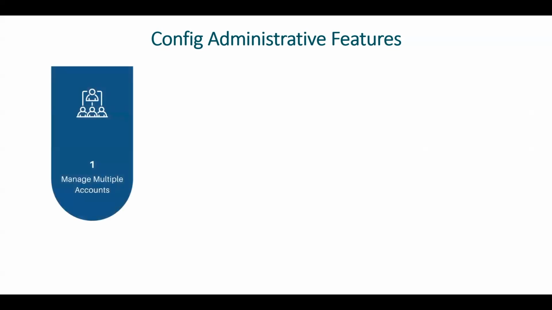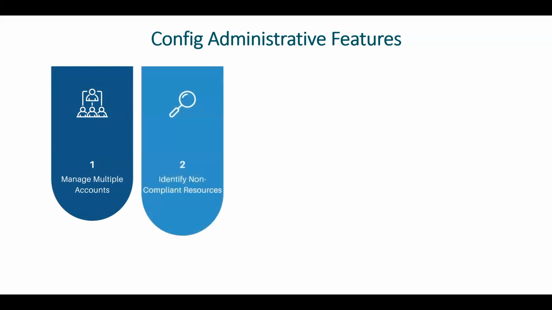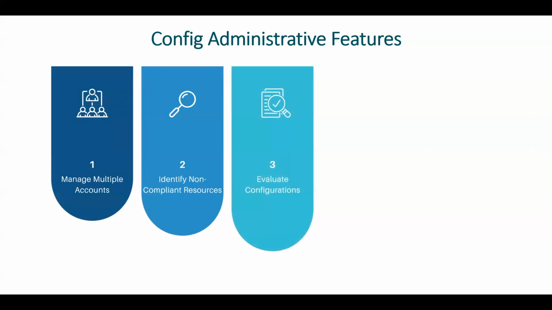Now, let's talk about the administrative features that Config provides. At first, manage multiple accounts. With Config, you can centrally manage multiple accounts and data aggregations for multiple regions in a centralized location. Second, you can identify non-compliant resources with AWS Config rules and display them on the dashboards. Third, continuously evaluating configurations with pre-built or custom rules is provided.